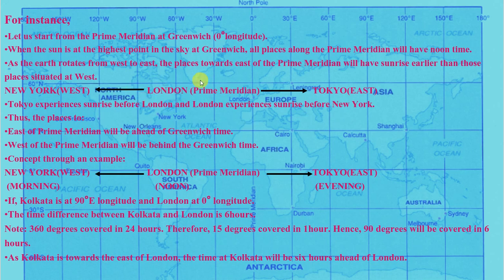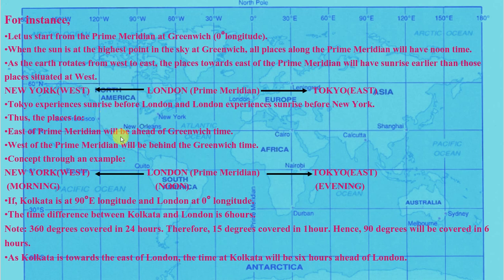As you can see here, the places to the east will be ahead and the places to the west will be behind the Greenwich time, as they had not yet had noon time. Let us understand the above concept using an example.